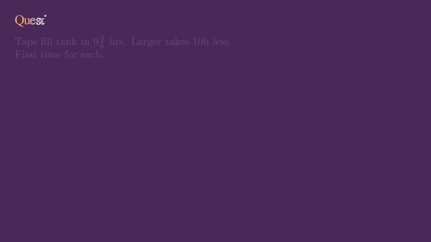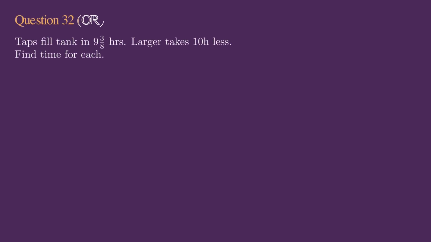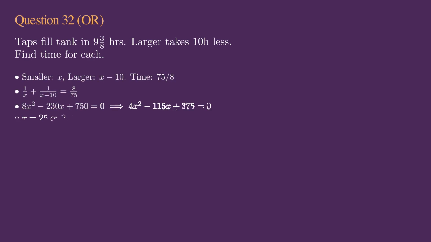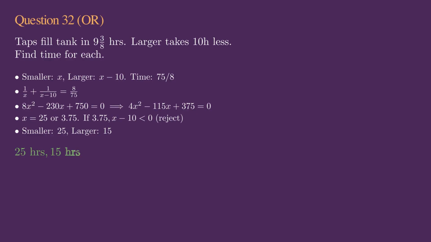Question 32 OR. Two water taps together can fill a tank in 9 3/8 hours. The larger tap takes 10 hours less than the smaller one. Find the time for each. Let the smaller tap take x hours. The larger takes x minus 10. The sum of their rates equals the combined rate. Solving the quadratic equation, we get x equals 25. The smaller tap takes 25 hours, and the larger takes 15 hours.